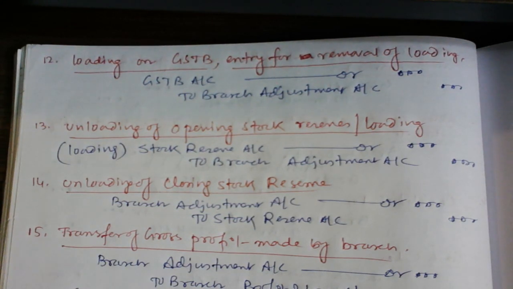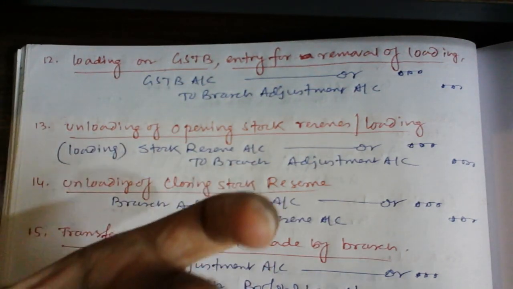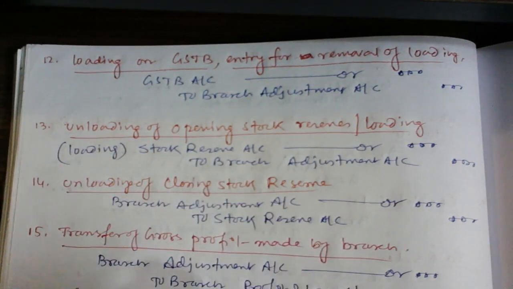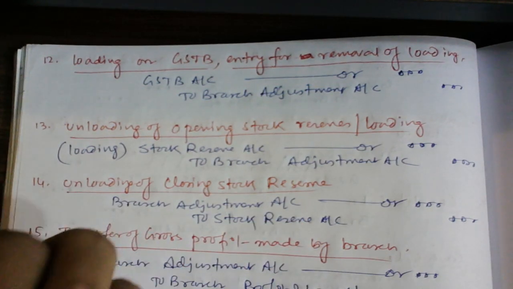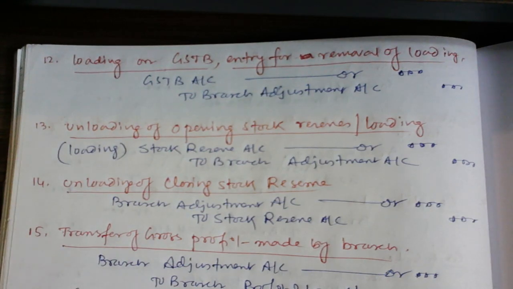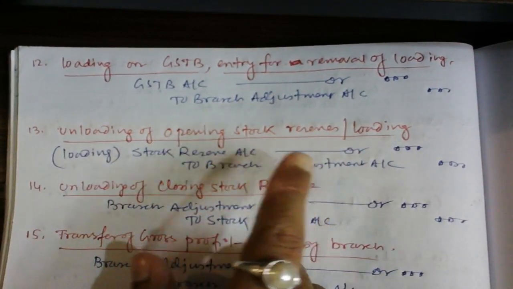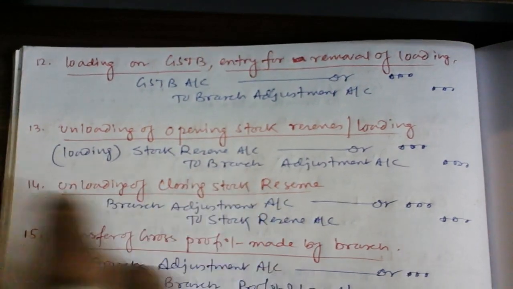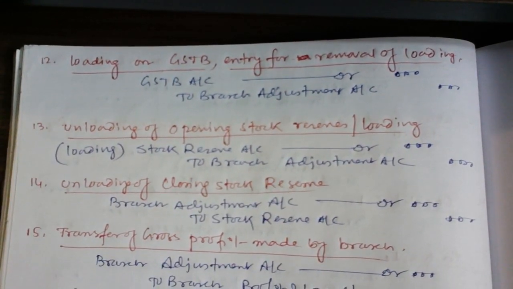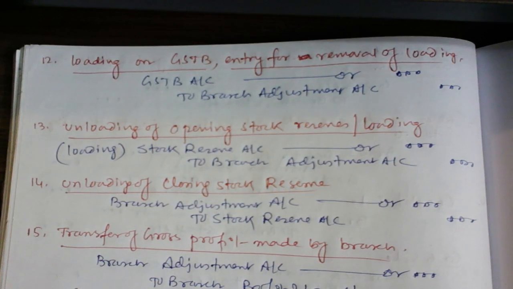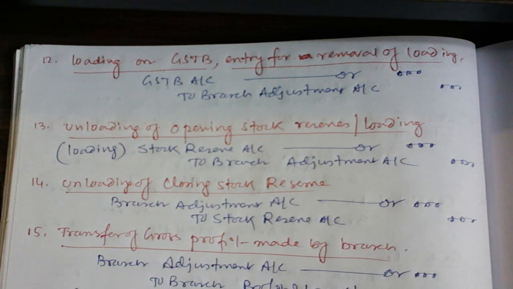So in that case, when we unload the opening stock reserve, obviously opening stock is nothing but a debit balance, correct? So when there is a stock reserve, it has to be adjusted against the branch adjustment. So if there is an opening stock reserve, stock reserve should be debited and to branch adjustment. I am repeating, stock reserve should be debited and to branch adjustment. Need to remember this, okay? Very clearly. Branch stock reserve account debit to branch adjustment.